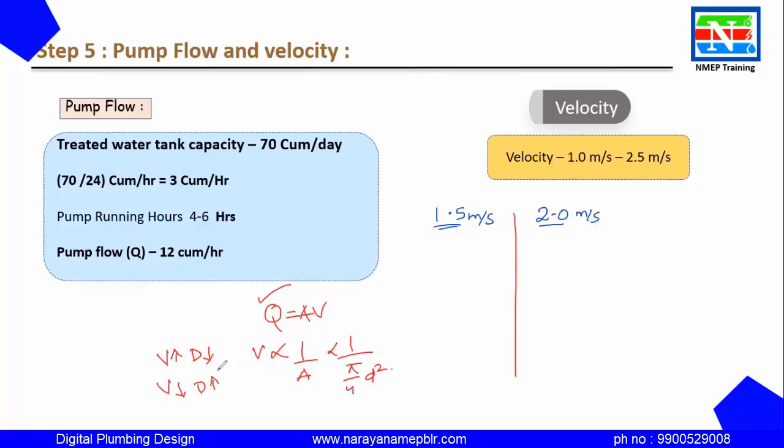Can you repeat this velocity part, the last part, once again? See, this formula is Q is equal to AV, where Q is equal to flow.